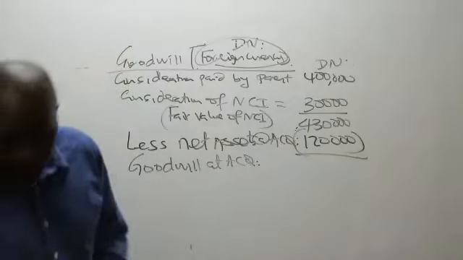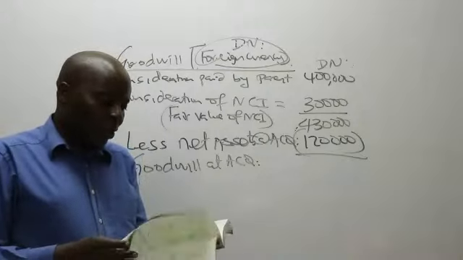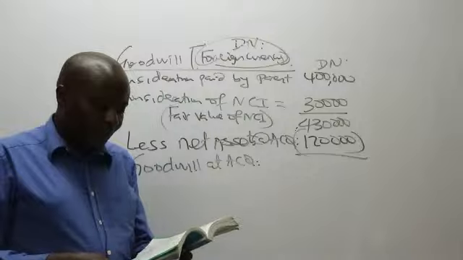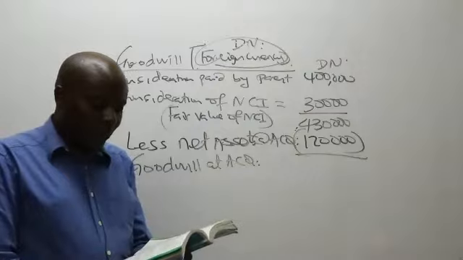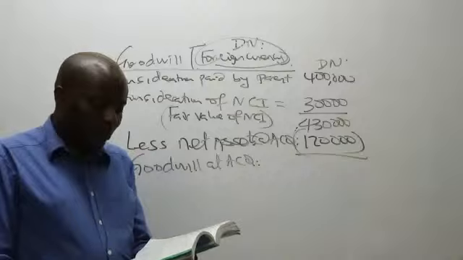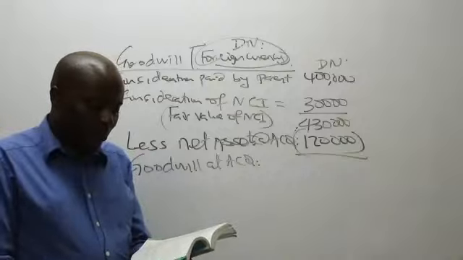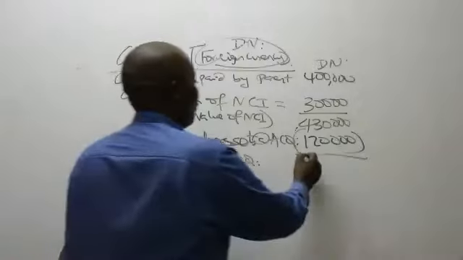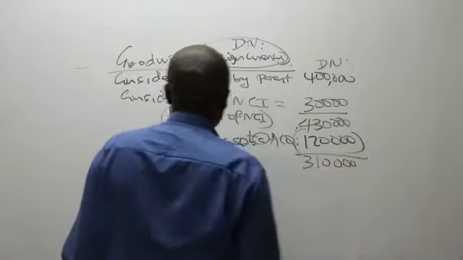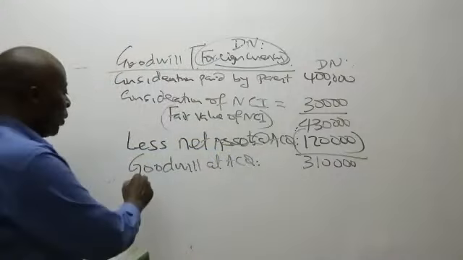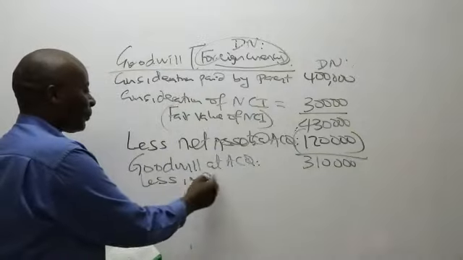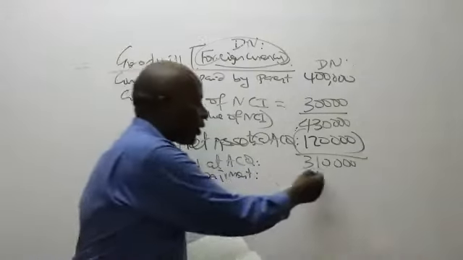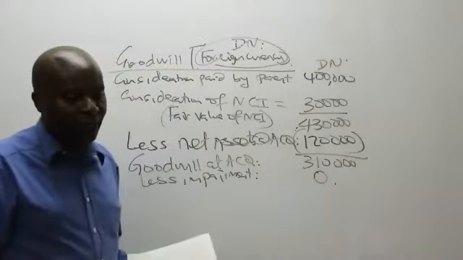What are we able to get as goodwill at acquisition? $310,000. Thank you very much. So after getting this 310,000, we'll come under less impairment, isn't it? They have told us there is no impairment which occurred.